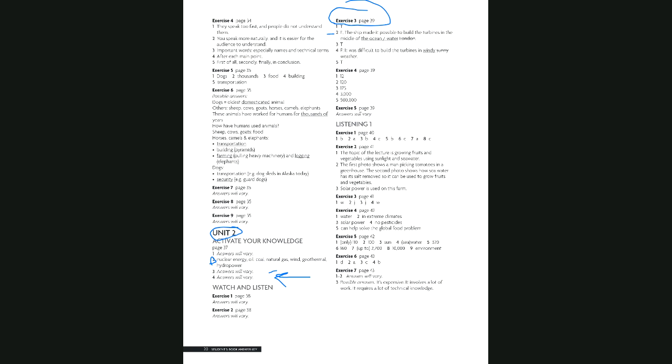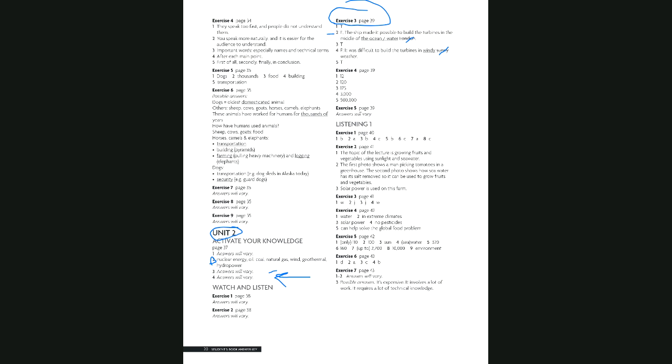So number 2 is false, so we need to make it correct. We're going to say the ship made it possible to build the turbines in the middle of the ocean, or in the middle of water, not London. So we're supposed to cross out London. And number 3 is true. Number 4 is false, so we need to make it a correct sentence. We're going to write, it was difficult to build the turbines in windy weather, crossing out sunny. And number 5 is true. Okay, any questions about this one?